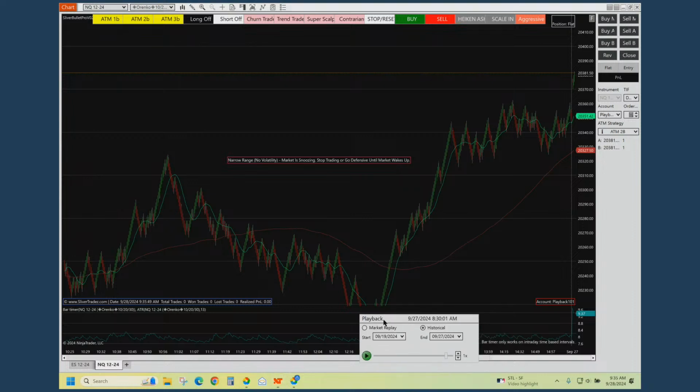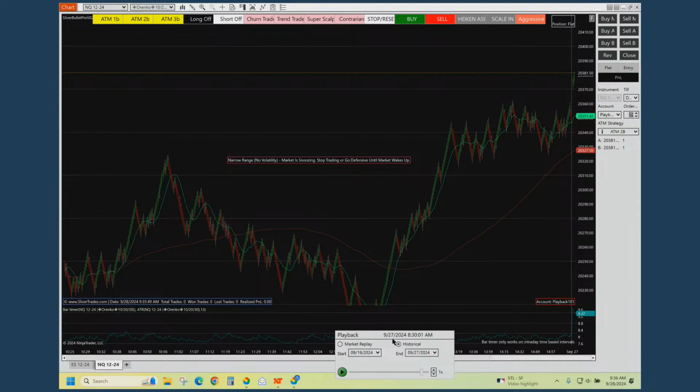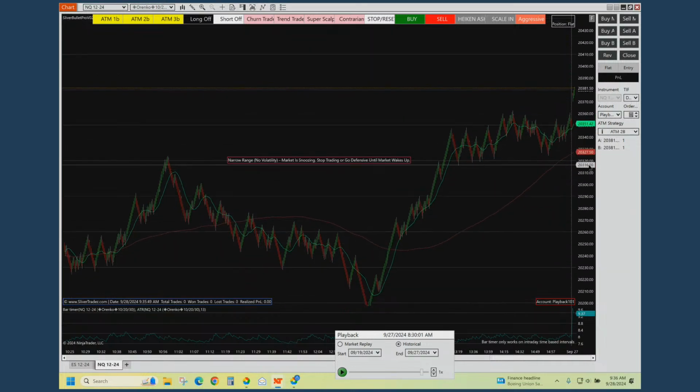This box at the bottom here is the timer. It shows yesterday's date, September 27th, and it is set at the market open, which is 8:30 a.m. I have downloaded yesterday's data to show you the demo of the software. I usually like to trade with a particular ATM, 2B. There are different ATMs you can set up. And this is basically the UI of the software, these colorful buttons.